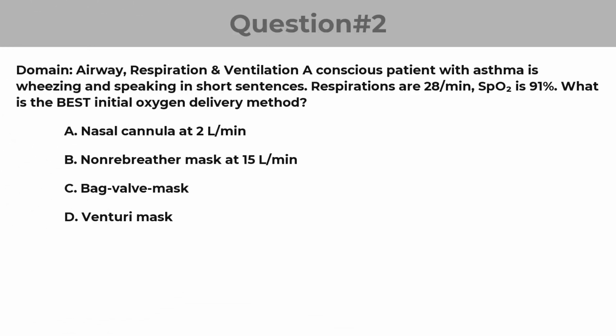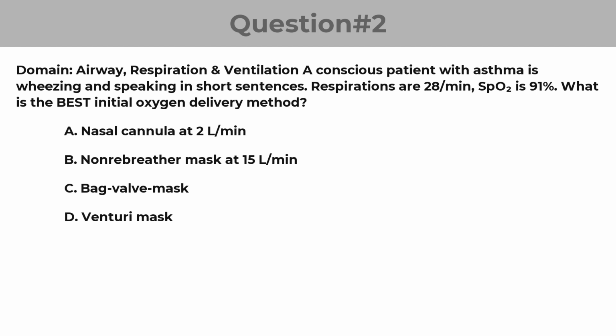Question 2. Domain: airway, respiration, and ventilation. A conscious patient with asthma is wheezing and speaking in short sentences. Respirations are 28 per minute. SpO2 is 91%. What is the best initial oxygen delivery method?